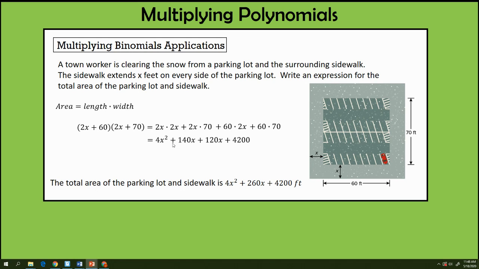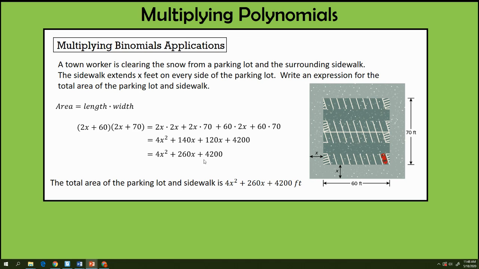We get 4x squared plus 140x plus 120x plus 4,200. Combine our like terms to write our answer in standard form. So the total area of the parking lot is 4x squared plus 260x plus 4,200.